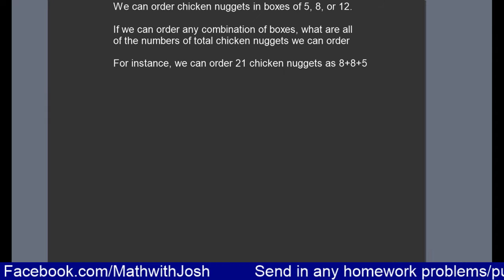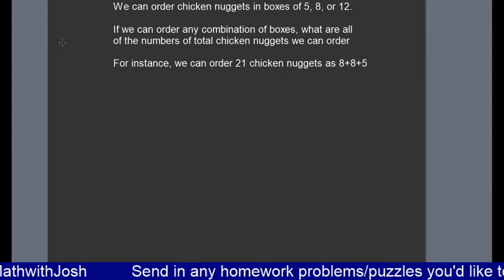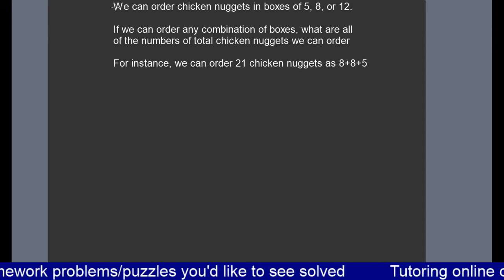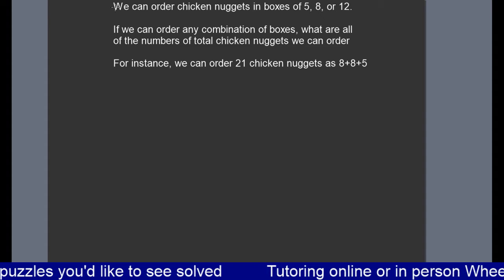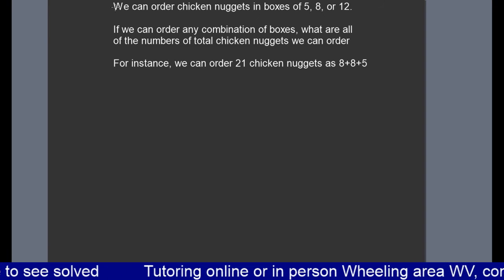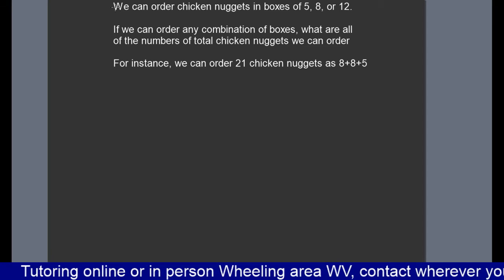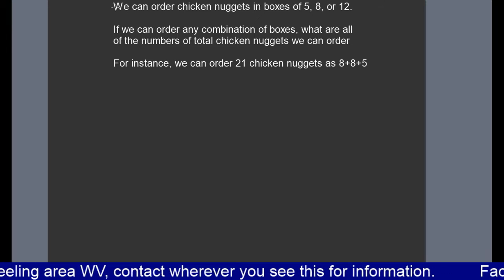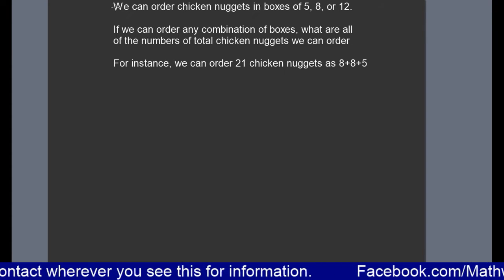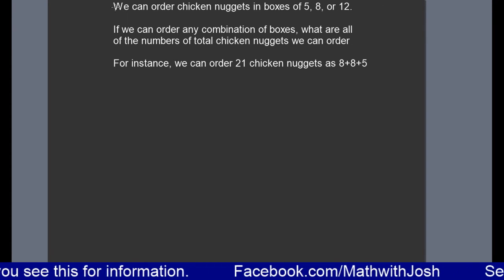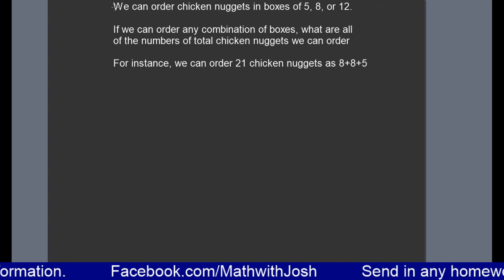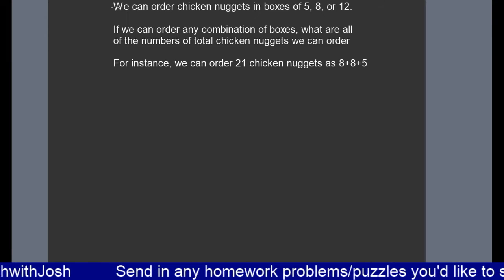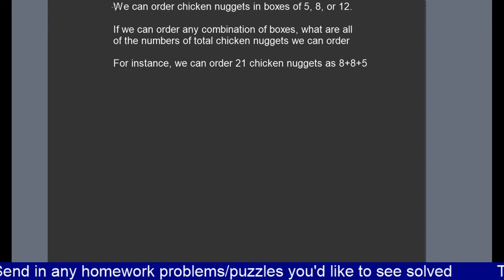Okay. So the problem, if you didn't see the little previous video where I asked it, is suppose at some restaurant we can order chicken nuggets and there's a 5-piece, an 8-piece, and a 12-piece option. If we can order any combination of those boxes, that is, any number of 5s, any number of 8s, and any number of 12s, what are all of the numbers of total chicken nuggets we are able to order? For example, 21 can be made by 8 plus 8 plus 5.